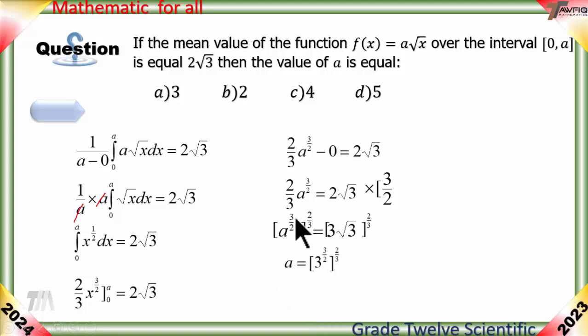this one is cancelling with this one, and cancelling these two ones. So a is equal to 3. That means a is the correct answer.